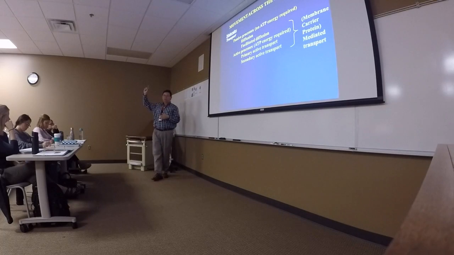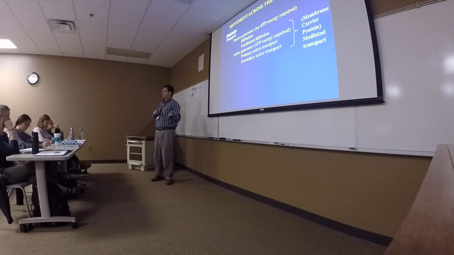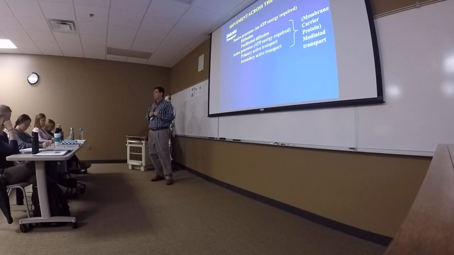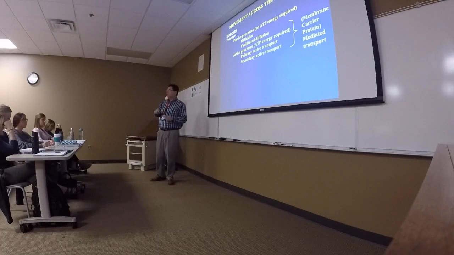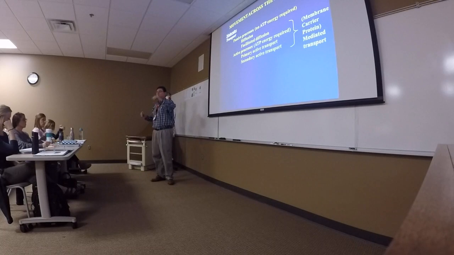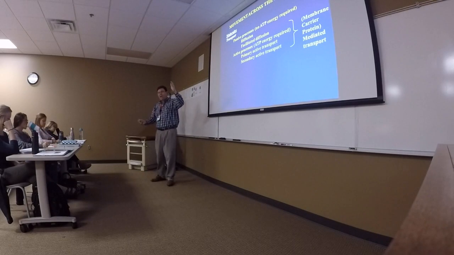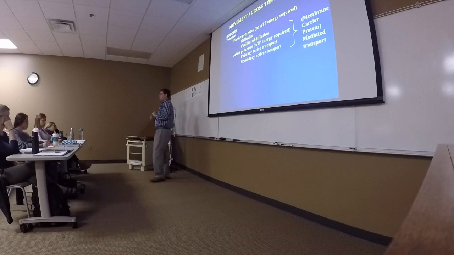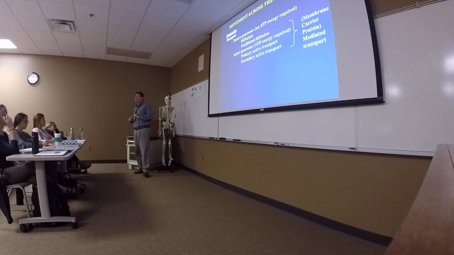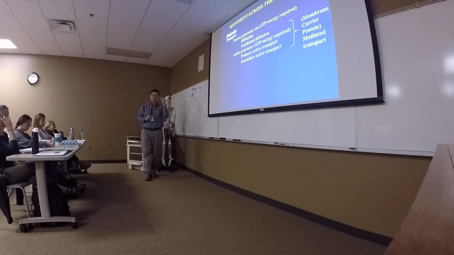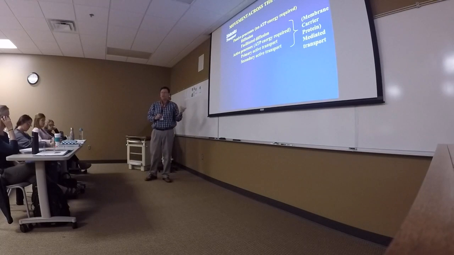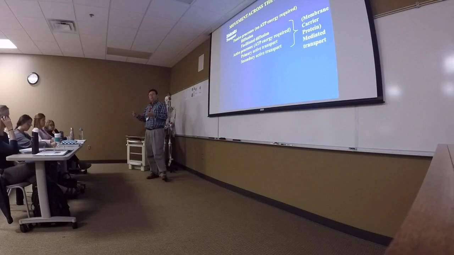Sometimes it's from an area of high concentration to an area of low concentration. That would be facilitated diffusion. Sometimes it's an area of low concentration to an area of high concentration. That would have to be an active transport process, either primary, where we use ATP right now, or secondary, where you're going to use ATP, but not in step one.